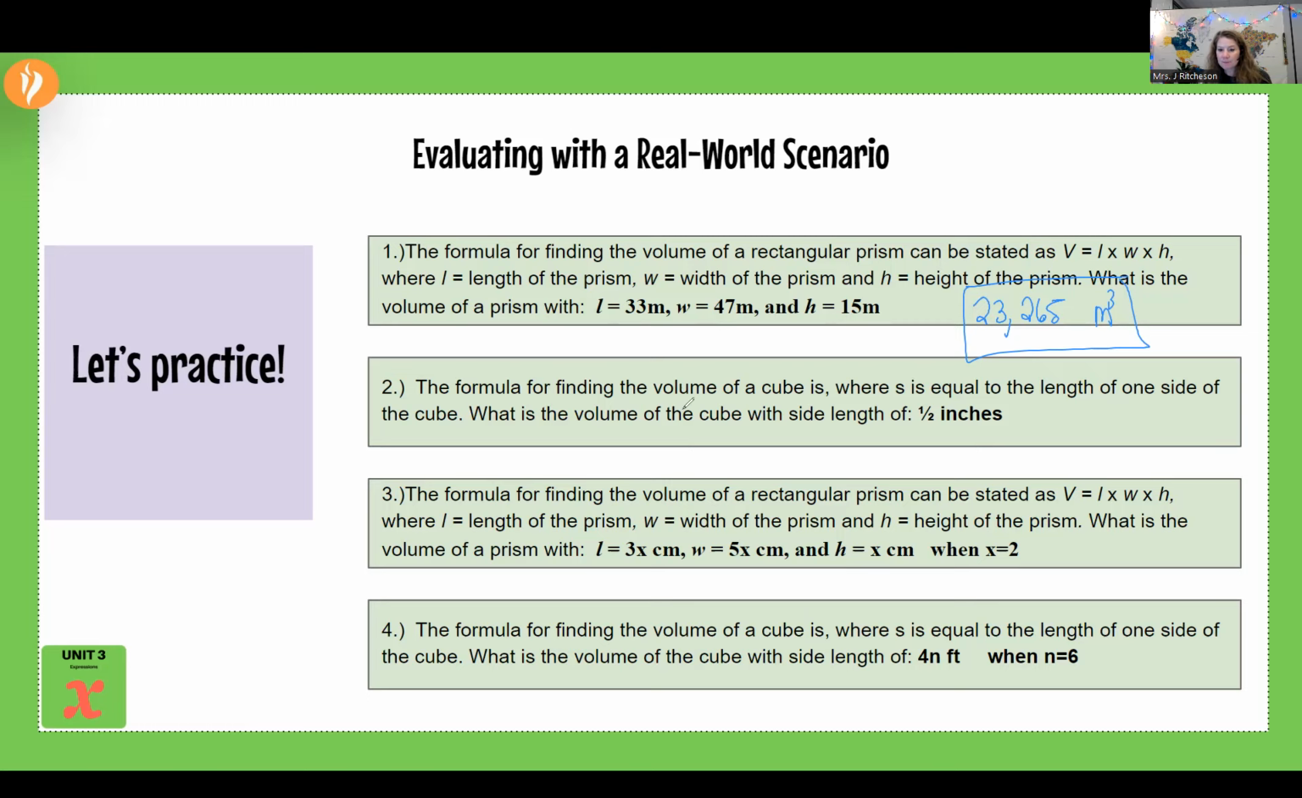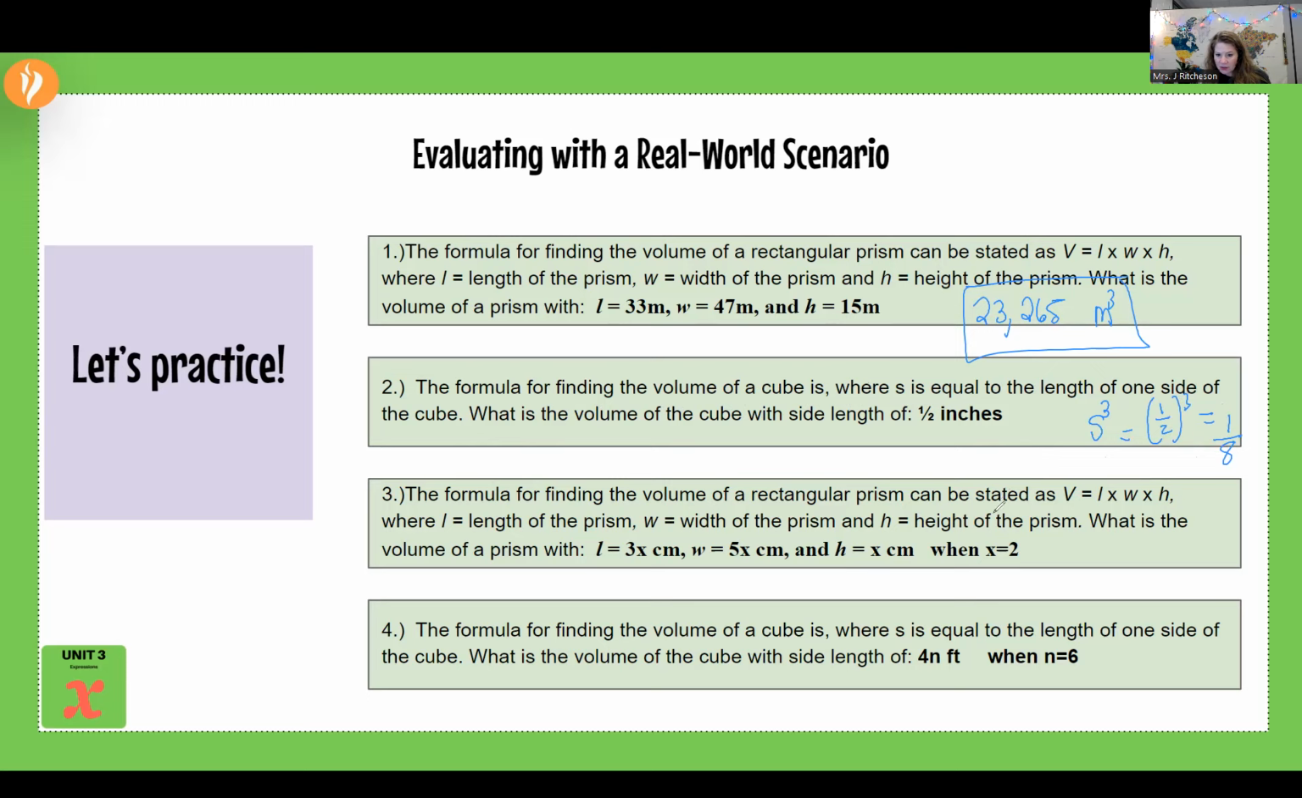All right. The formula for finding the volume of a cube is where S is equal to the length of one side. So basically, for a cube, it's going to be our side cubed. Okay. So it says, what is the volume of a cube with side lengths of 1/2 inches? So basically, we're putting 1/2 cubed, and our answer should be 1/8. Okay, 1 times 1 times 1 is 1, and 2 times 2 times 2 is 8.